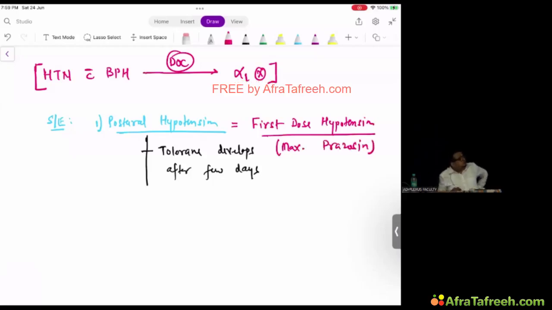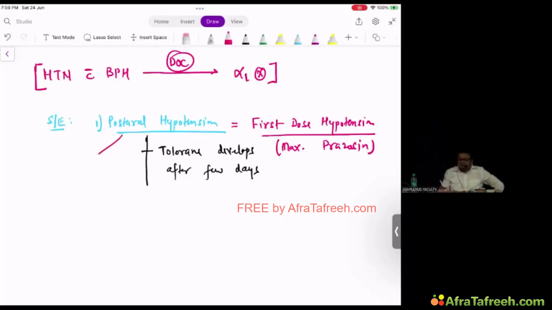So the problem with alpha blocker is hypotension. Initially, for the first few weeks, the patient will have hypotension. Later on, the patient will develop tolerance. So it is called first dose hypotension, maximum with prazosin. So this hypotension creates a problem.